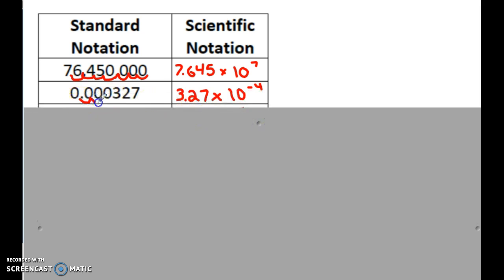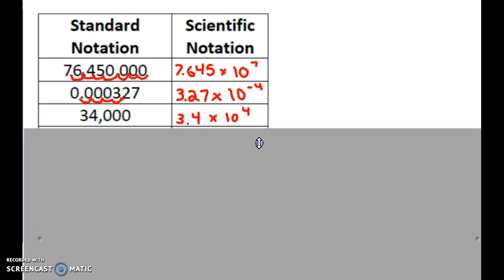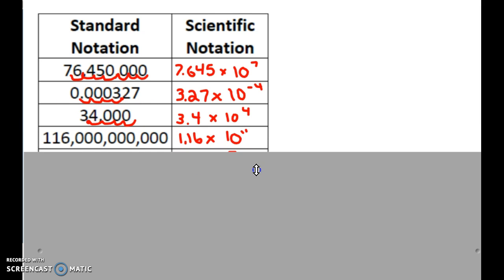This one, you had to move your decimal point between the 3 and the 27, but it's a negative 4 because you've moved it 4 places and you're dealing with a small decimal. This one moved 4 places to get it between the 3 and the 4, but it's a positive 4 this time because you're dealing with a large number, 34,000.